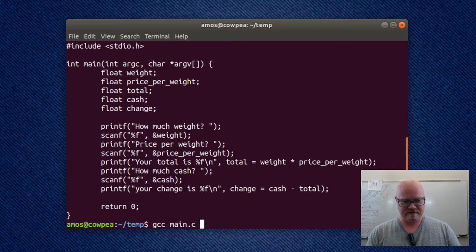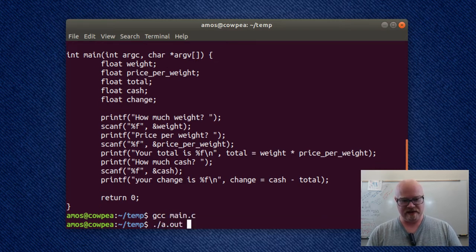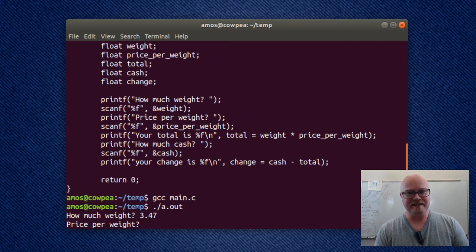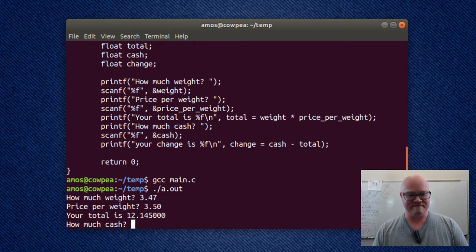So let's compile this thing. And then we'll give it a run. How much weight? Why, 3.47 pounds of coal, please. How much is the price per weight? Why, it's the market price of $3.50. I guess we don't need the zero, but whatever. How much cash do we have? First, it said our total is 12.145, and then has lots of zeros after it. That's okay with me, because that's exactly what we worked out on paper. So how much cash? We've got $100. What's my change?